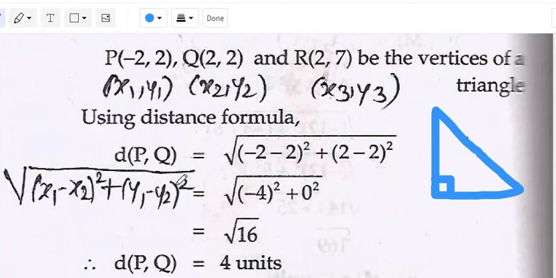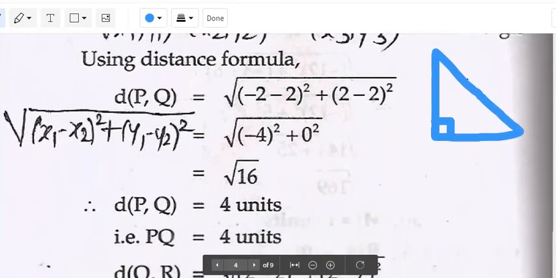Now distance PQ: x1 is minus 2, x2 is 2, so (minus 2 minus 2) the whole square plus y1 is 2 minus y2 is 2, (2 minus 2) the whole square. Minus 2 minus 2 is minus 4 squared plus 2 minus 2 is 0 squared. Minus 4 square is 16, and the square root of 16 is 4, and therefore distance PQ is 4 units.